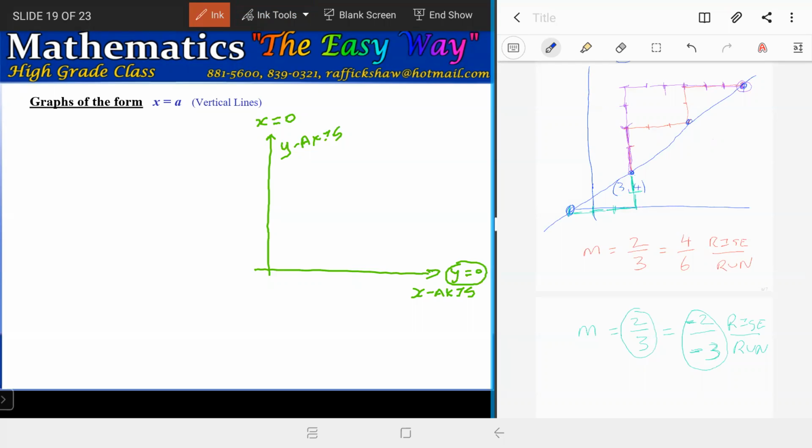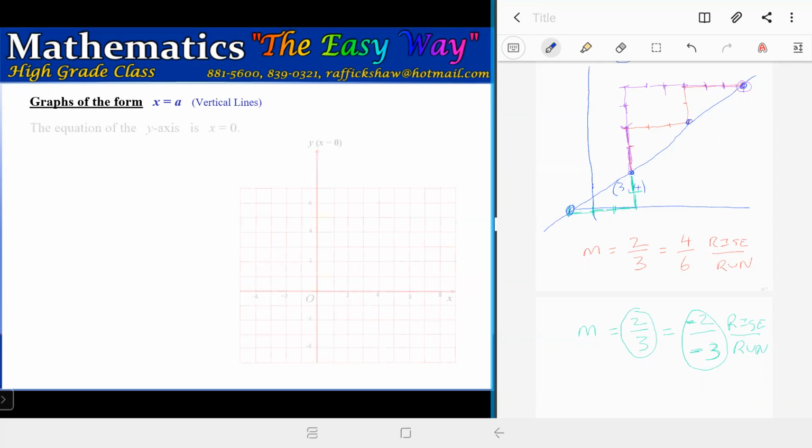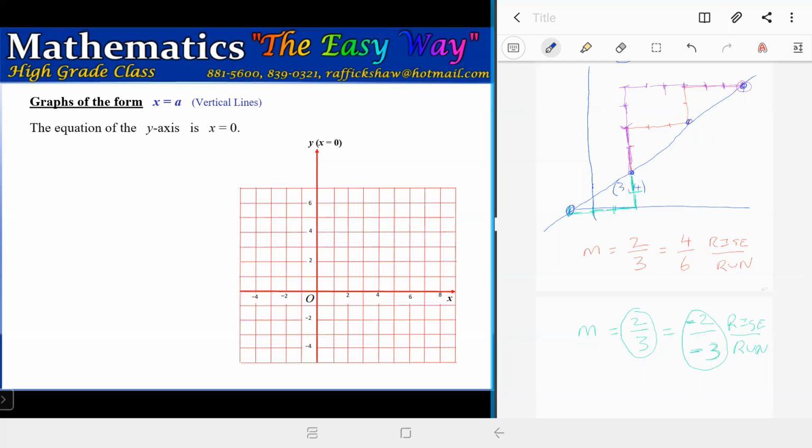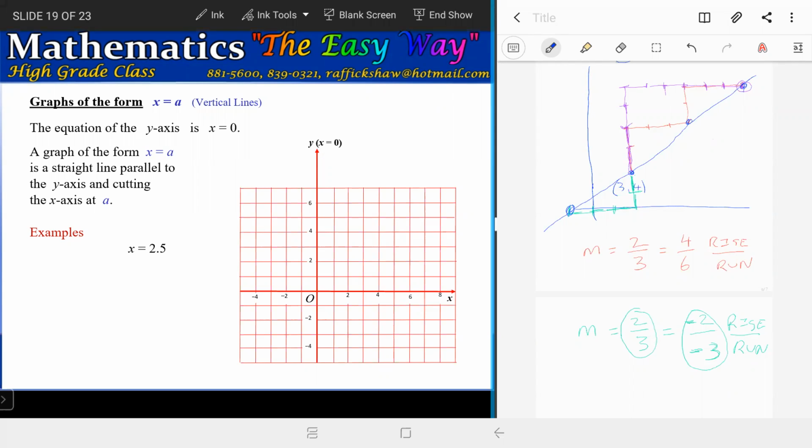So let's continue. That's what this slide is saying. The equation of the y-axis is x equals 0. So any line that is vertical like the y-axis is x equals a number. A graph of the form x equals a is a straight line parallel to the y-axis, and x equals 2.5 is a vertical line passing through 2.5. If you look at the graph right here, look at the scale carefully. Don't just run and draw anything. Look at the scale first. So this is 2.